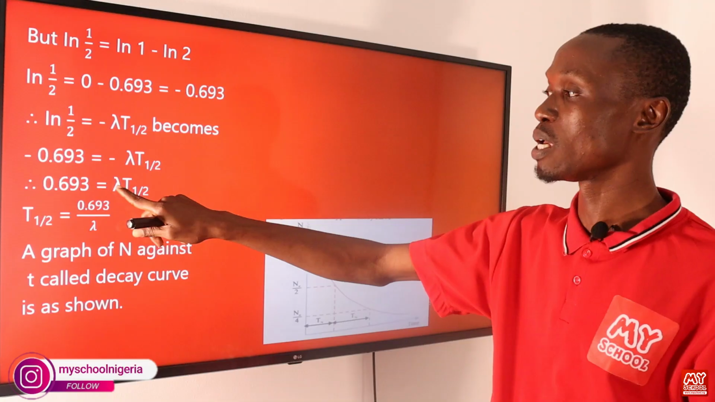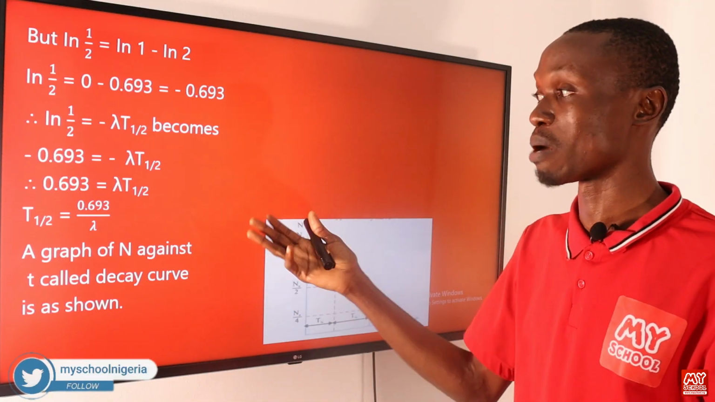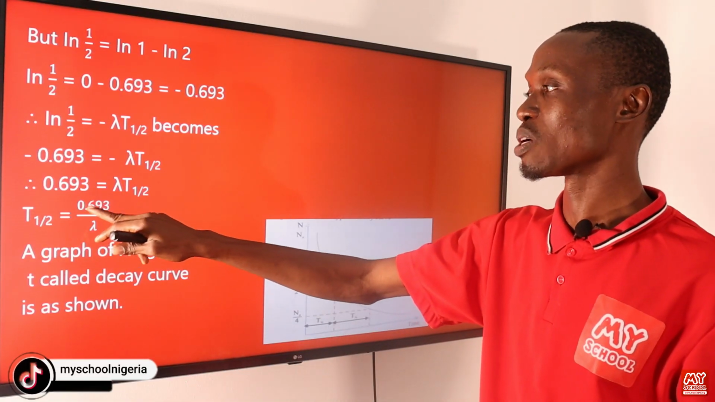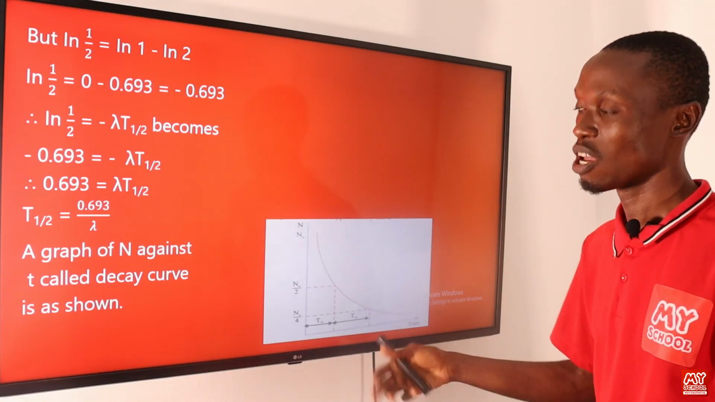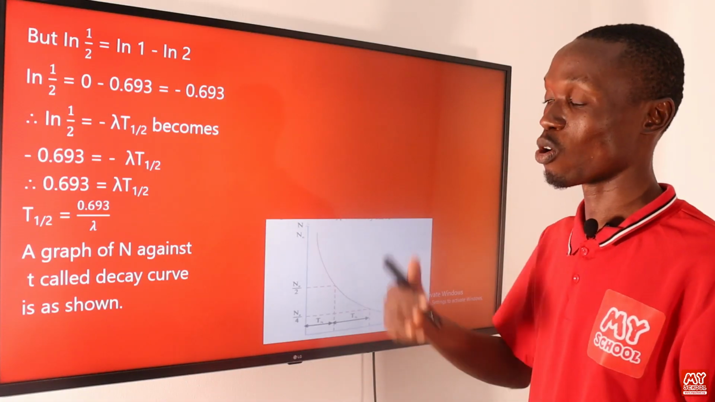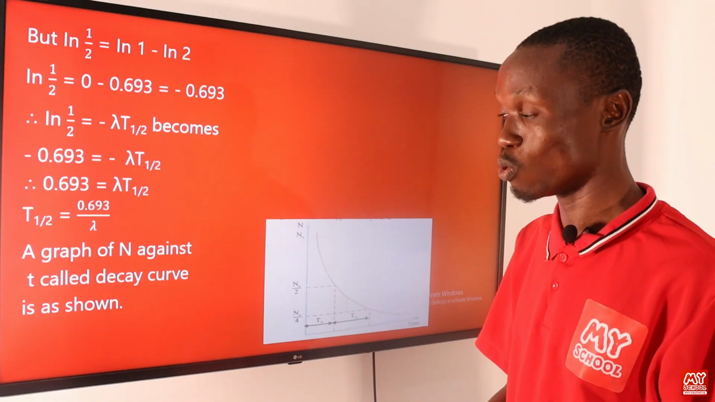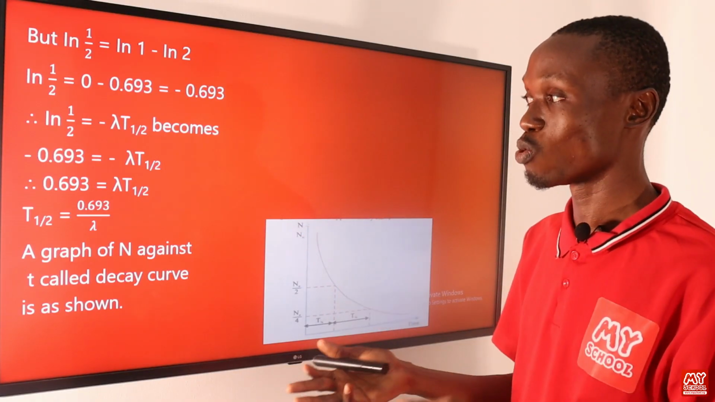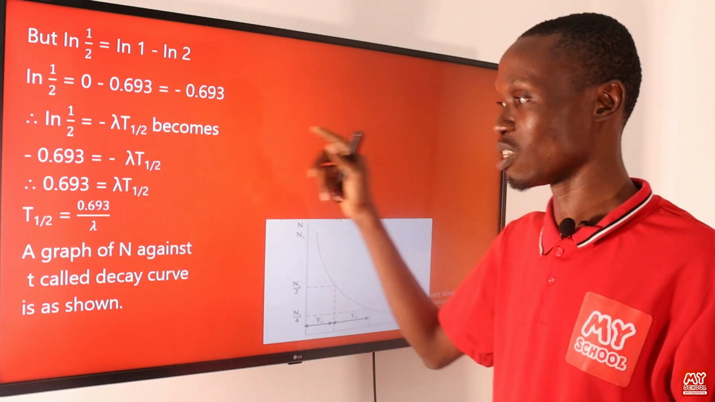So here we want to make half-life the subject of the formula. To do that, we simply divide both sides by the decay constant, so that half-life is equal to 0.693 over decay constant. Okay, so with this formula you can either calculate the decay constant or the half-life. If, for example, the half-life is given to you, you can calculate the decay constant, or if the decay constant is given to you, you can calculate the half-life by just using this formula.